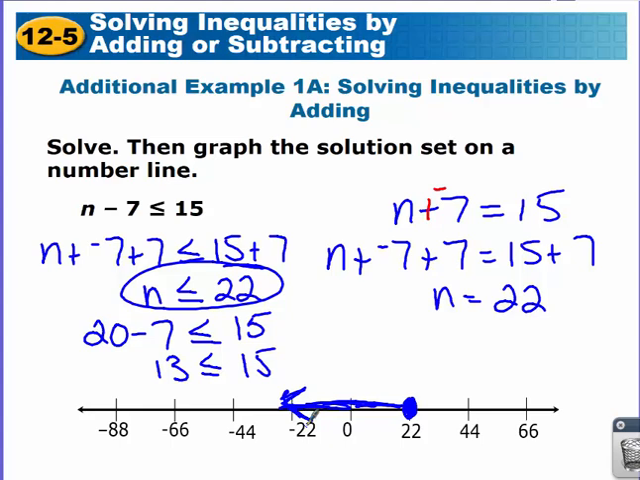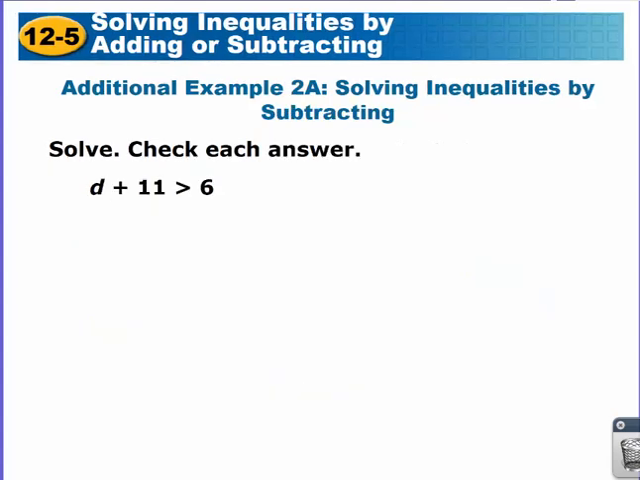All right, let's try one more. Matter of fact, why don't you try this one on your own? So pause the video and work it for me.